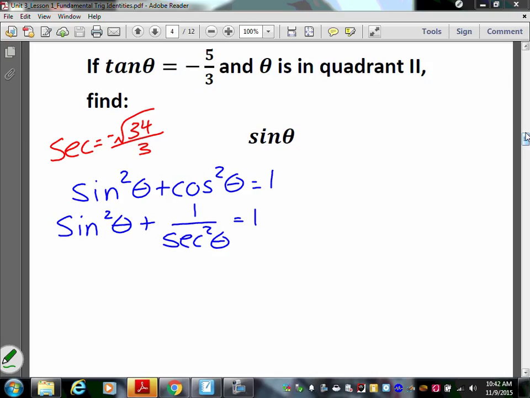So, I chose this Pythagorean identity again, because I can make cosine into secant, and I know secant. I'm gonna move this 1 over secant squared to the other side by subtracting it.